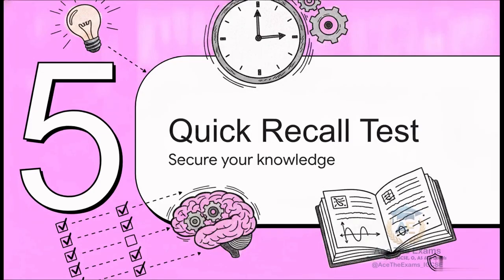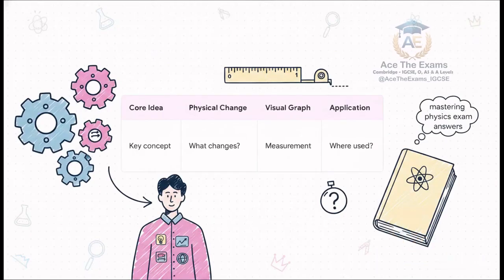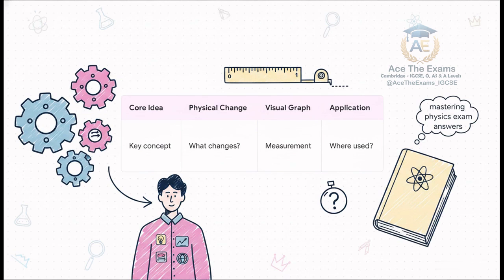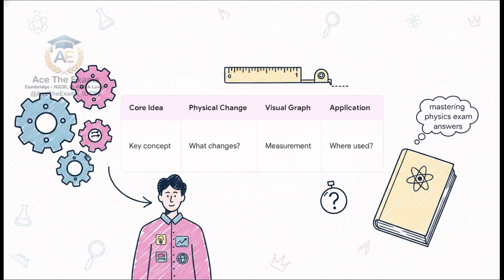Finally, Section 5, the quick recall test. All right, you've learned the framework, you know the traps. Now let's look at the ultimate self-test to use right before you walk into the exam hall. Think of this matrix as your final fitting. It's a set of 4 simple, rapid-fire revision prompts. For any micro topic, like recording motion, ask yourself these 4 things.